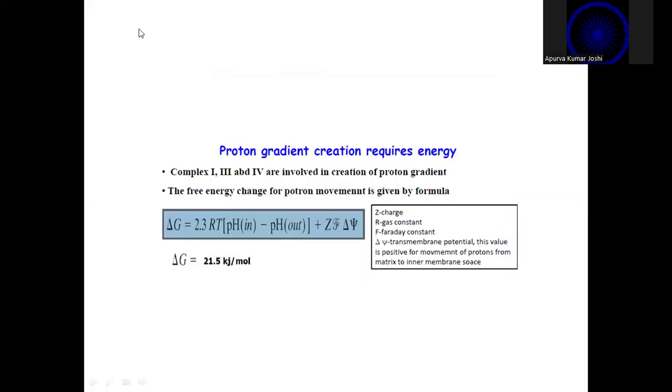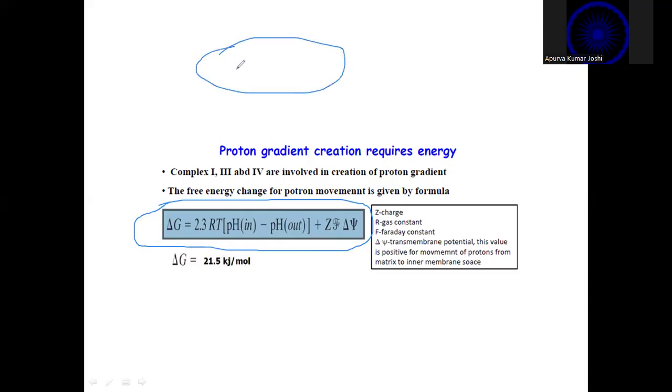See, again, for the sake of time, I'm not really going to go into detail about this equation, although it is very, very important. It tells you what's the free energy change for movement of protons from the matrix. Okay, this is the outer mitochondrial membrane, this is the inner mitochondrial membrane. Inside that you have the matrix, and there are complexes here 1, 3, and 4. I'm not showing 2 because it's not participating in proton gradient formation. So all these pump protons into the intermembrane space.